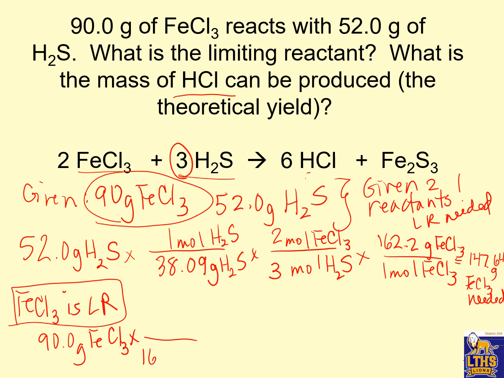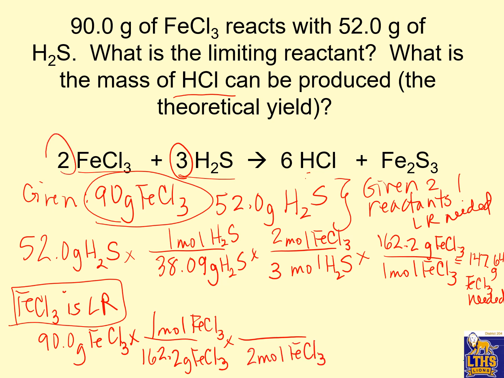So then I would say 162.2 grams FeCl3. Where did I get that? Periodic table. 1 mole FeCl3. All right, now I'm going to do the mole ratio. So 2 moles FeCl3 on the bottom because the coefficient's 2. And then 6 moles of HCl on the top. Why did I pick HCl? Because that's what's asked about in the problem. 1 mole of HCl has a mass of 36.46 grams HCl.